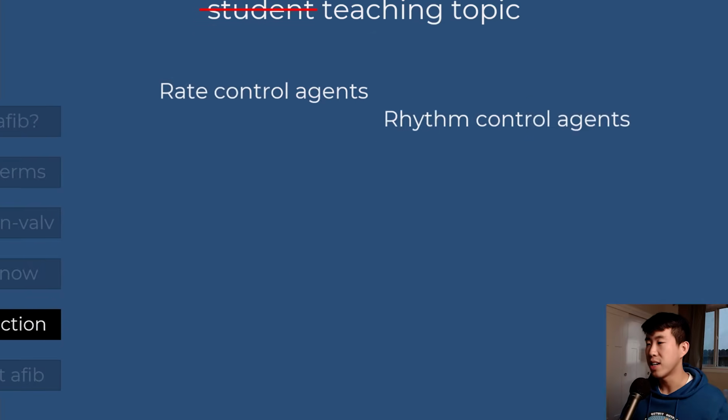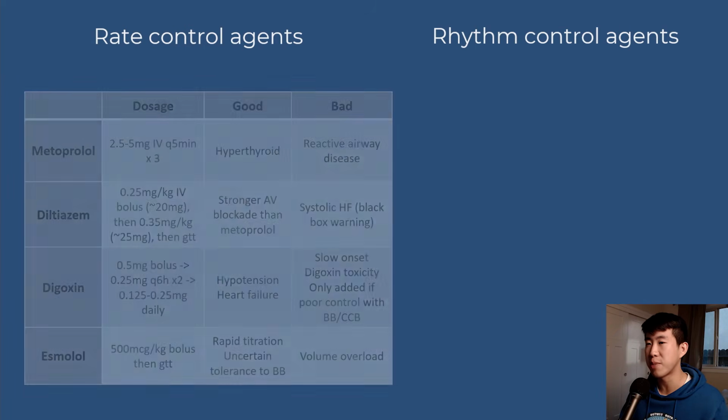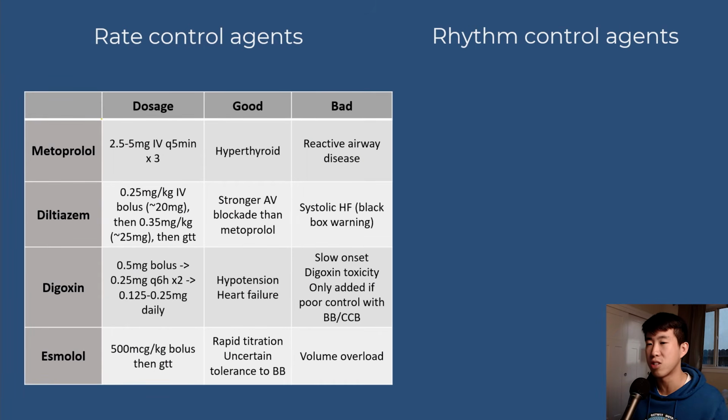And so I'm going to need a little bit more space for this, but I made a little table with the different agents you can use. So we've got metoprolol, diltiazem, digoxin, and esmolol. And again, this is going to be for acute rate control in patients with RVR.